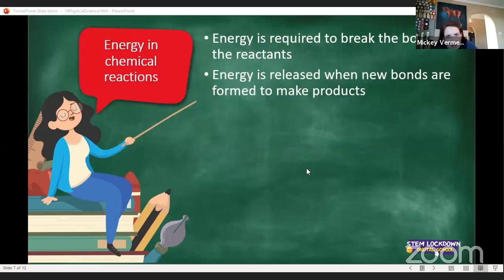Exothermic and endothermic, Miss P, you jumped to it. Yes. When I want to break bonds, I need energy. And when new bonds are formed, they release energy. We don't have to do exchange reactions in grade 10. When I want to break bonds, I need energy. When I form new bonds, I get energy.